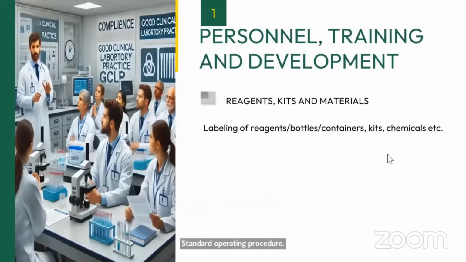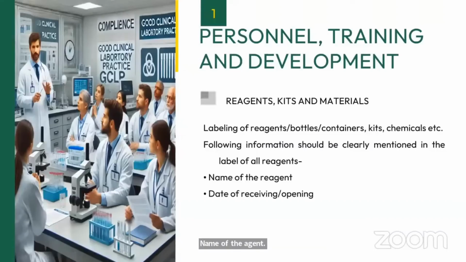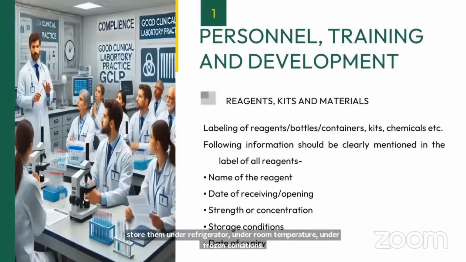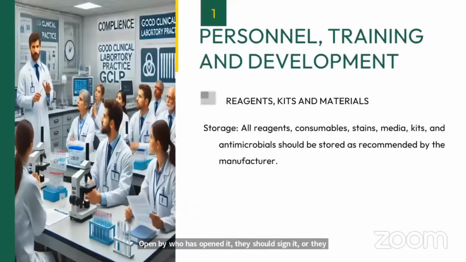Labeling of the reagents, bottle containers and chemicals should include the following information, clearly mentioned. So what information should be available in all the reagent labels? Name of the reagent, date of receiving or date of opening of the reagent, strength or concentration. If you are using any chemicals, they will have certain concentrations, certain percentage, molarity, normality; all this should be included. Storage conditions: how you are going to store them, under refrigeration, at room temperature, or under frozen conditions. Date of expiry of those reagents and materials. Opened by: who has opened it should sign or at least put some identity.